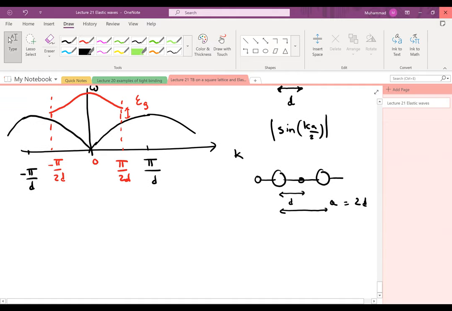But let me just finish off this lecture by mentioning that this lower branch here is generally called the acoustic branch. And the upper branch here is called the optic branch.